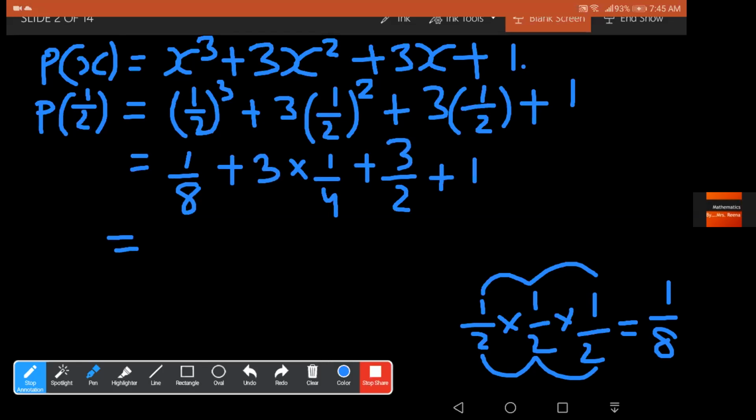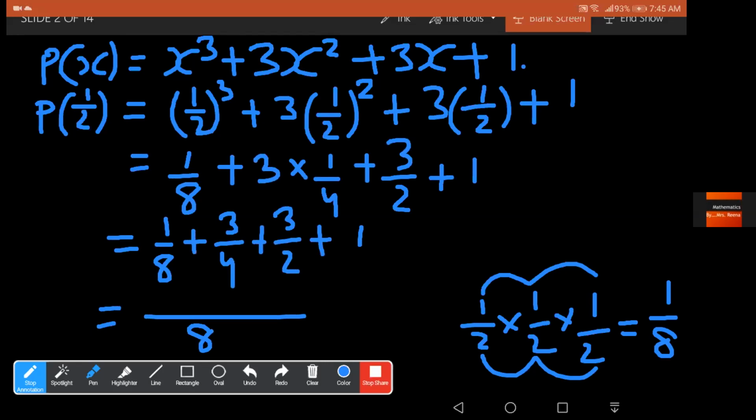So we will write it as 1/8. Then 3 multiply 1/4 will be 3/4 plus 3/2 and plus 1. So LCM of all these will be 8. So we will take 8 1s are 8. So 1 1s are 1 here. Plus 4 2s are 8. So ऊपर भी 2 से multiply करेंगे 3 2s are 6. Then 2 4s are 8. 3 4s are 12. And 1 8s are 8. So we will get 12 plus 8, 20 plus 6 plus 1. That is 27 upon 8.